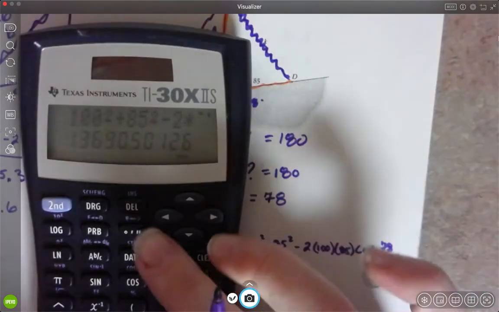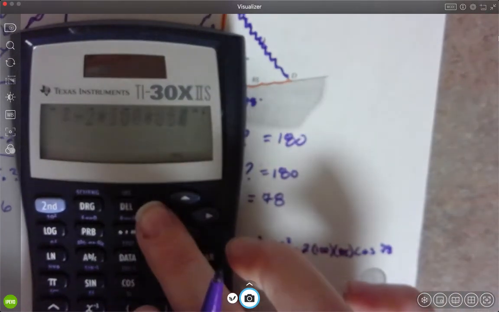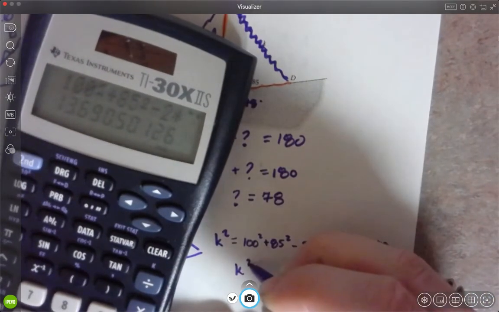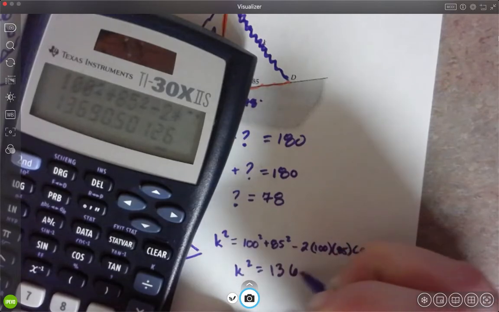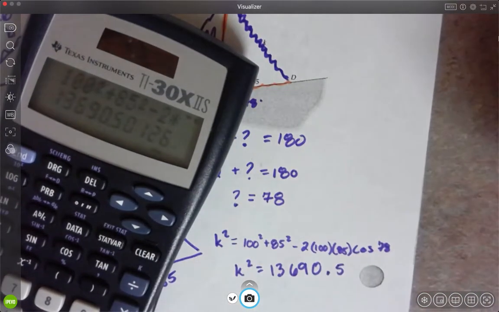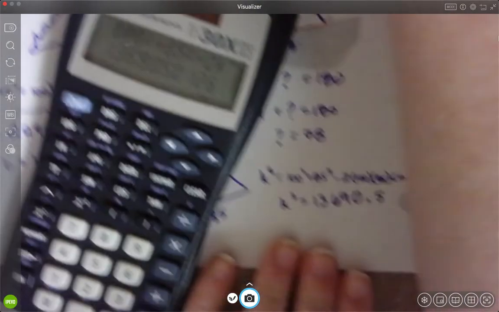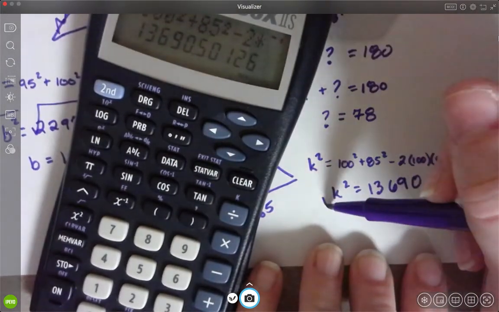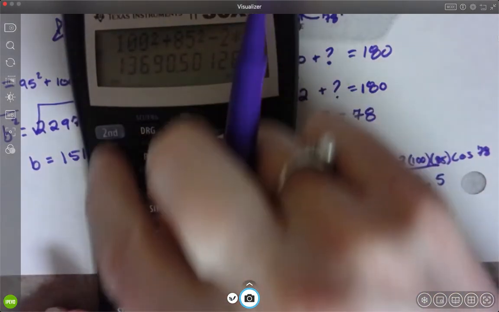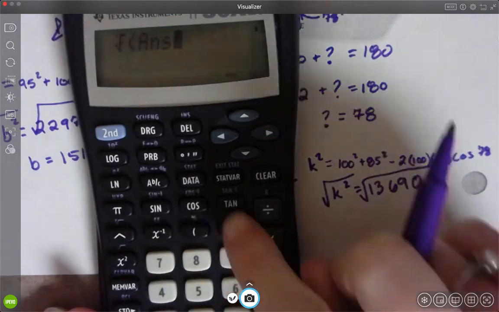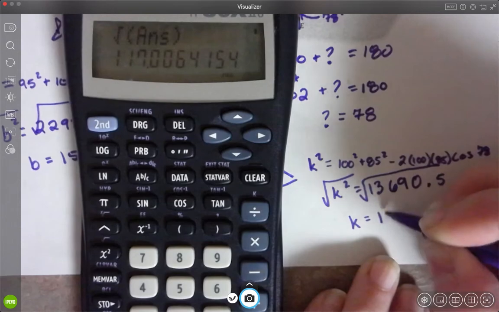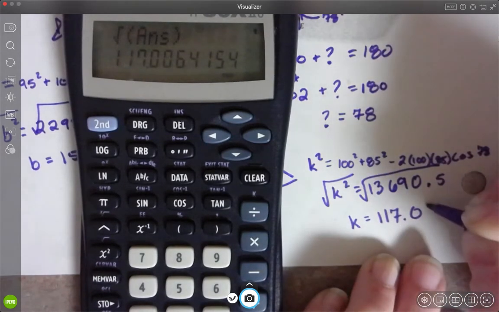I hope I typed that all in right. Let me go back. 2 times 100. Yep, okay. So K squared is 1369 with a 0 on the end, 0.5. Something like that is what K squared is. To find out just K, take the square root of that. Since it's already typed in my calculator, I'm going to do the square root of the answer, so I can be lazy and not type again. So the cable here is 117.0 feet.